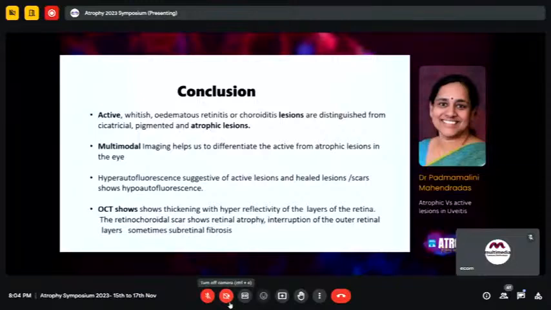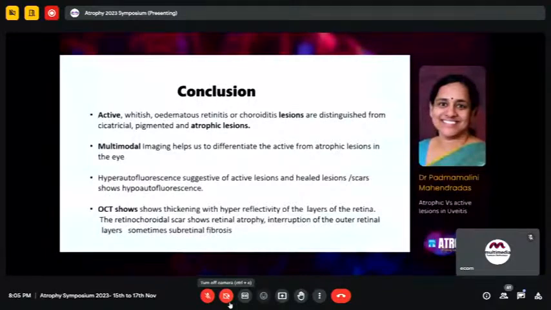To conclude, active whitish edematous retinitis or choroiditis lesions are distinguished from cicatricial, pigmented, and atrophic lesions. Multimodal imaging helps us to differentiate the active from atrophic lesions in many posterior and panuveitic entities. Hyperautofluorescence is suggestive of active lesions. Healed lesions or scars show hypoautofluorescence.